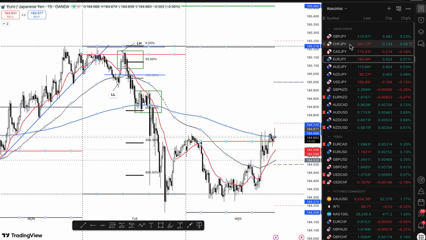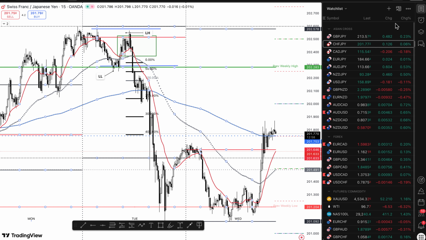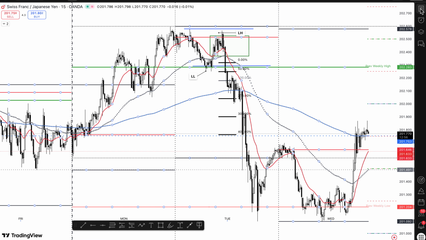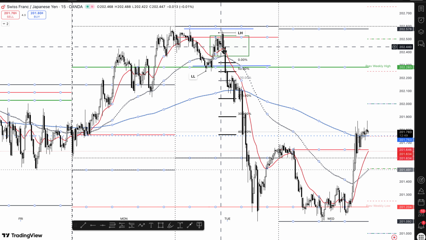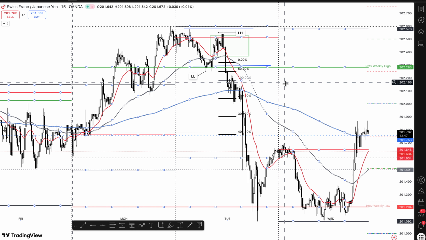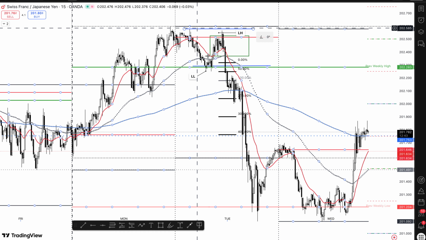Also, same pattern, I sent a signal on the Swiss franc Japanese yen, the same thing, going all the way down to the low. That market moved and never came back. It's an ABC opportunity. Congratulations to traders who trusted me to take that opportunity.